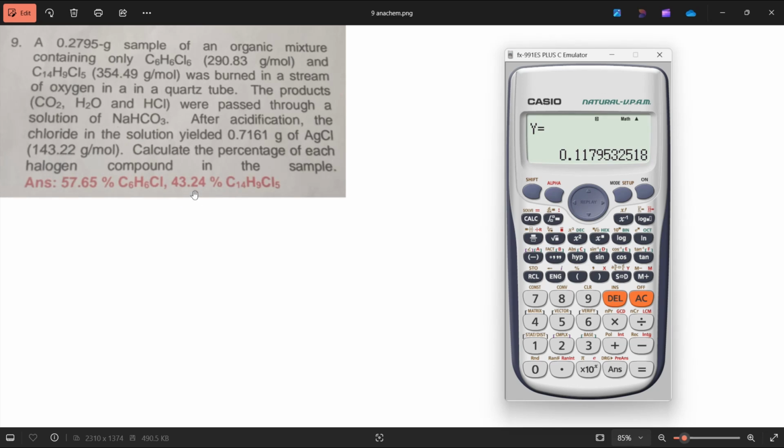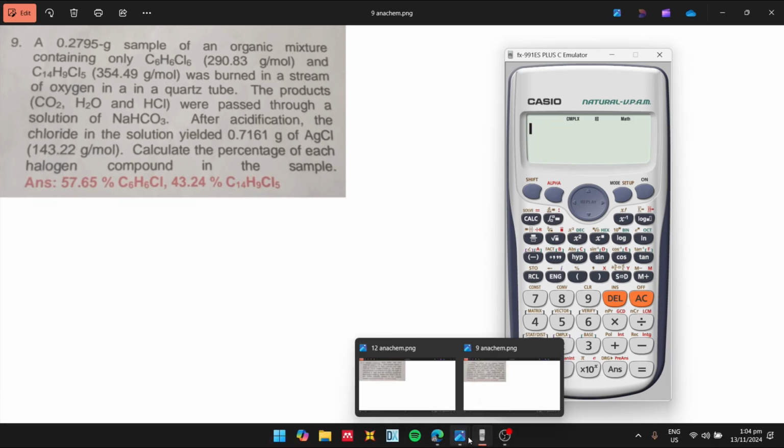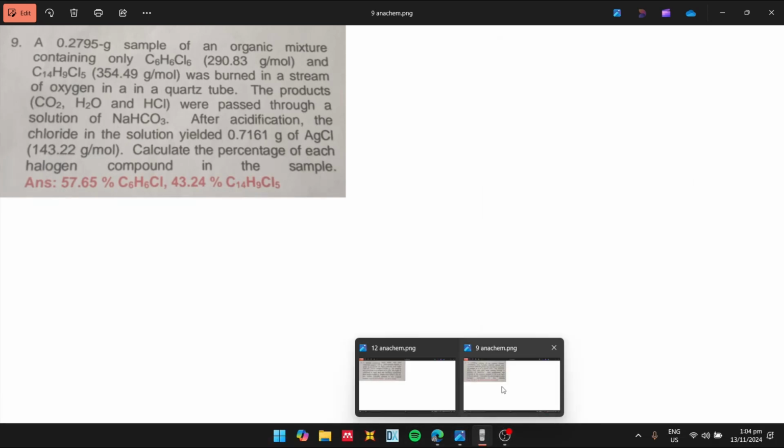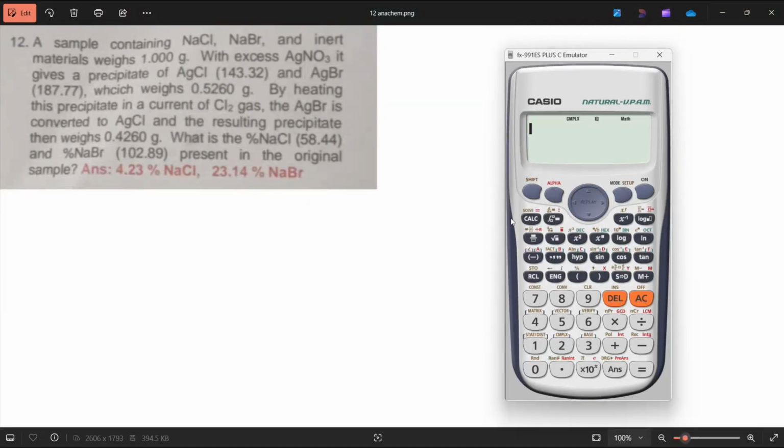So hopefully it's clear for you guys, and I also hope that at the same time you have your pens and papers with you at the moment. So let's try the next problem, which is number 12, which is kind of tricky, I would say, but we'll work our way through it, I guess.